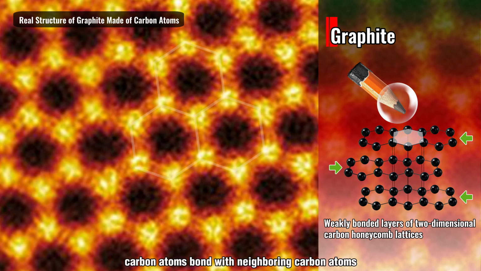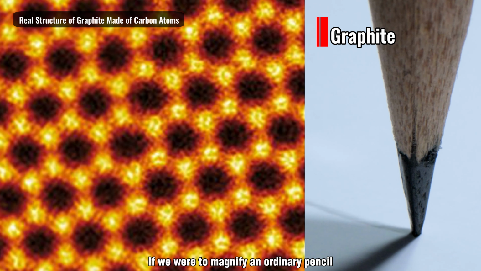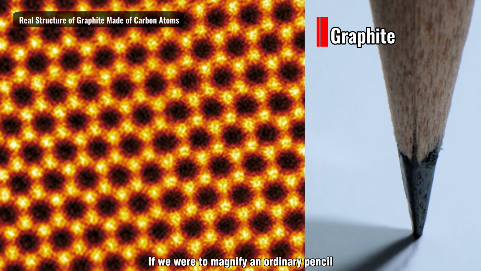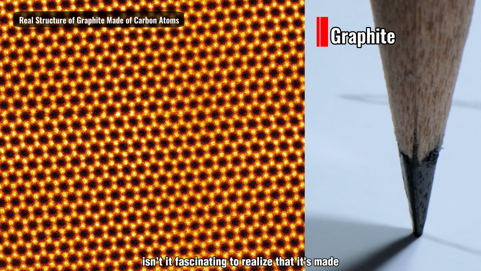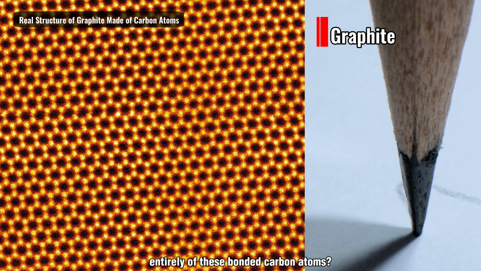In this way, carbon atoms bond with neighboring carbon atoms to form a honeycomb structure, and this structure connects continuously to make up the material we call graphite. If we were to magnify an ordinary pencil or a piece of mechanical pencil lead by several million times, isn't it fascinating to realize that it's made entirely of these bonded carbon atoms?